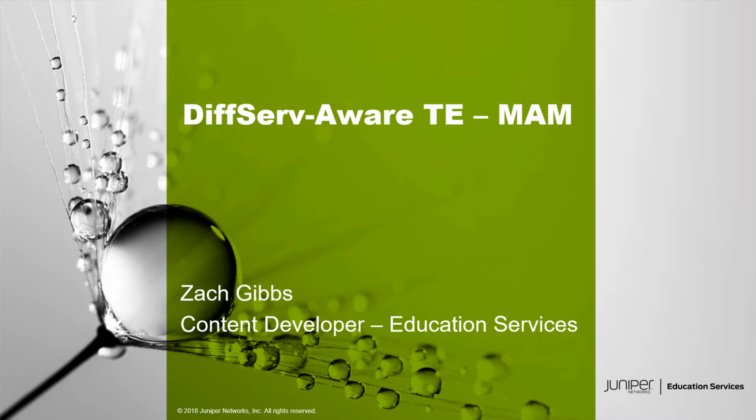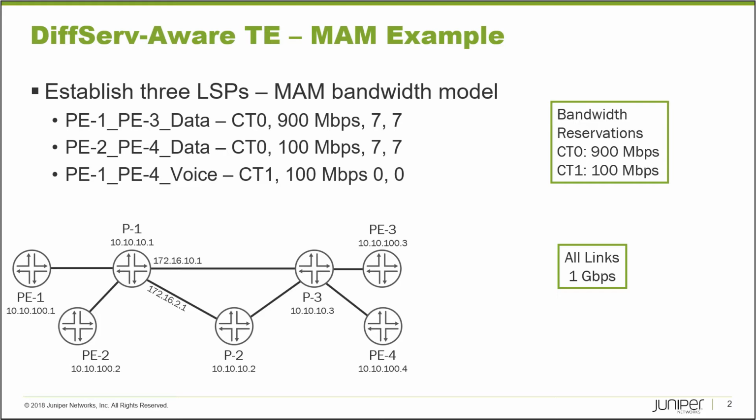And today we will be discussing the DiffServ-Aware TE MAM Learning Byte. All right, so here is the example. In this example, I want to focus right now on the topology that you see. In this topology, we have 4 provider edge routers and 3 core routers. Those 3 core routers are P1 through P3. The 3 edge routers are PE1 through PE4.